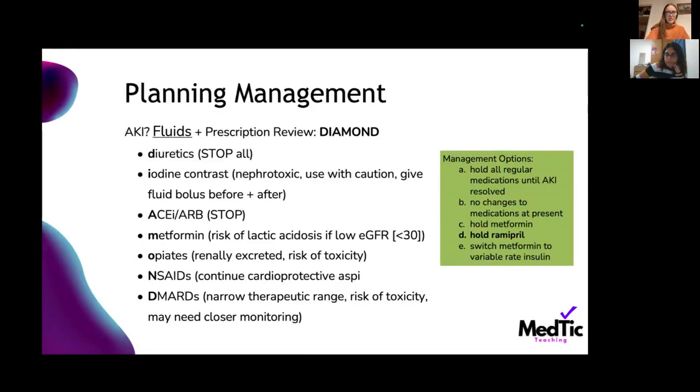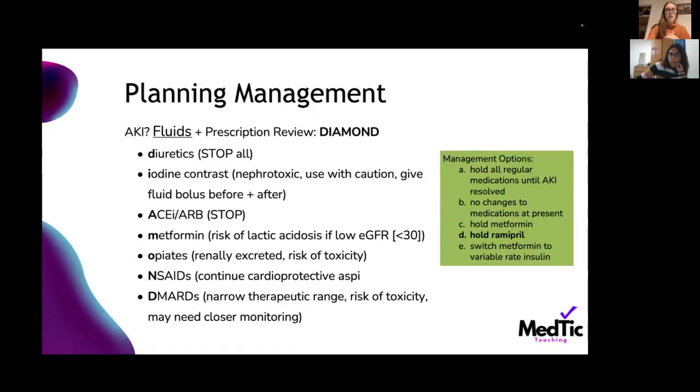Now, NSAIDs, it's supposed to say continue the cardioprotective aspirin dose. I'm not sure why that's cut off there. So if someone's on sort of 75 milligrams of aspirin a day, you might consider continuing that. But if they're on a 300 milligram dose, you're probably going to stop that. And any other NSAIDs for pain relief, you're going to hold them while they've got the AKI.